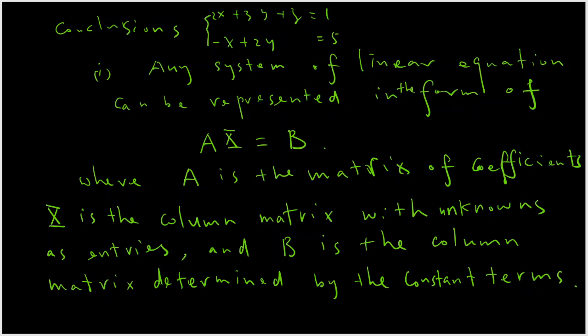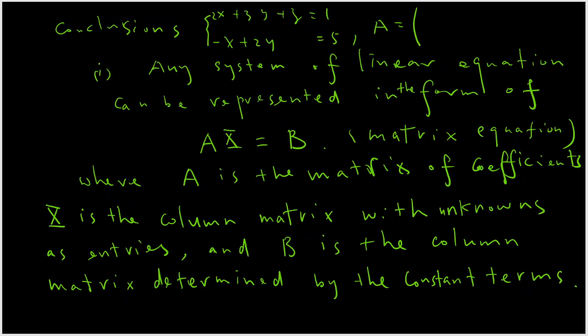I forgot to introduce a term. This equation here is a matrix equation. We call that a matrix equation. A system like that can be represented in terms of a matrix equation like this. We just identify A, X, and B. Anybody want to tell me A? A is the matrix of coefficients.